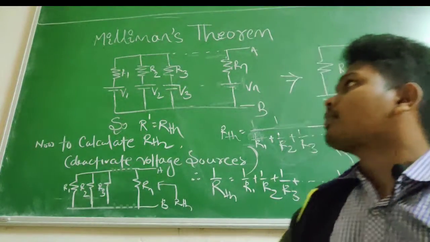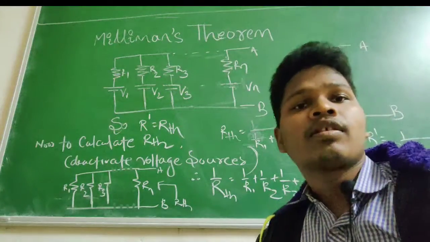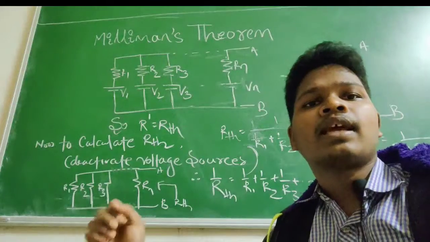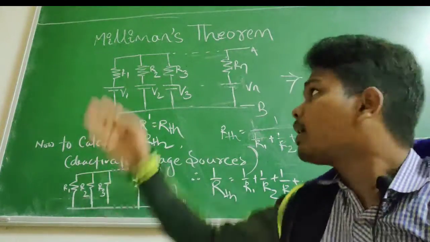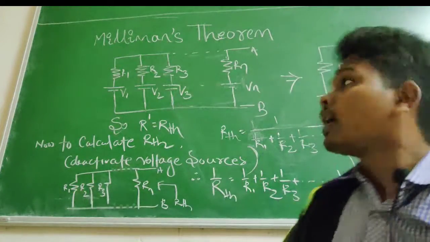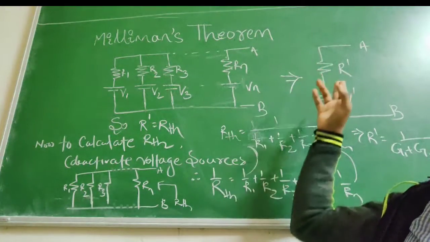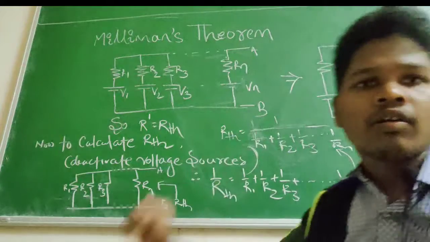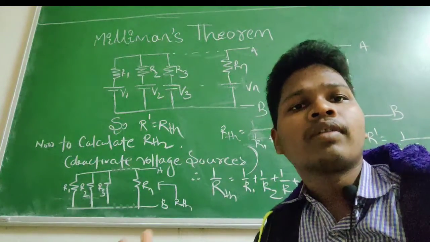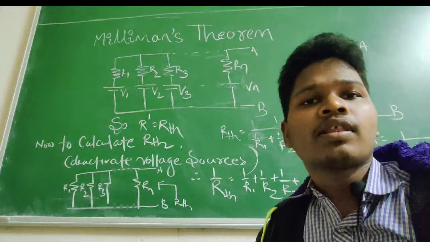So see, what does Millman's theorem say? If there are a number of resistances and a number of voltage sources connected in series and parallel fashion, then it can be converted to an equivalent resistance and an equivalent voltage source. So how will it get converted, and how easily can we calculate the equivalent voltage source?